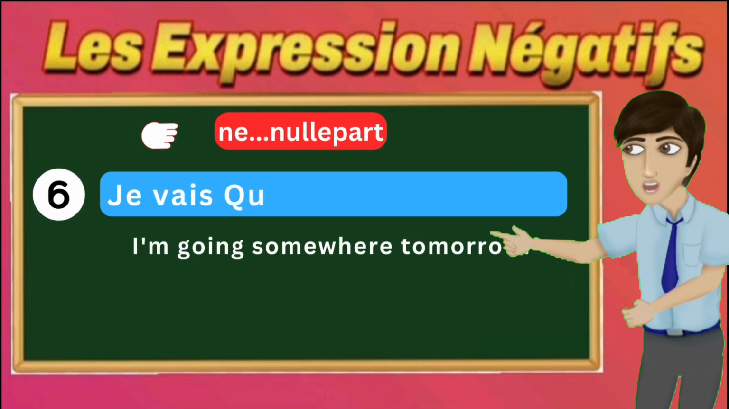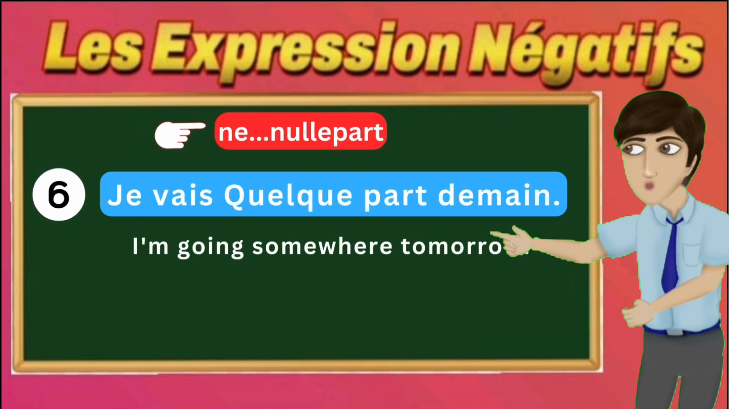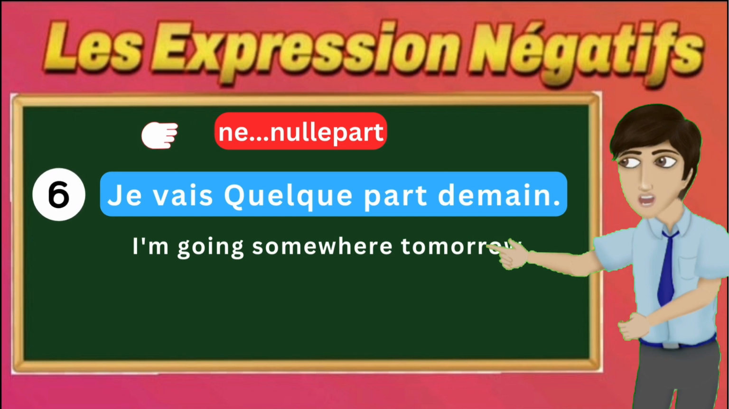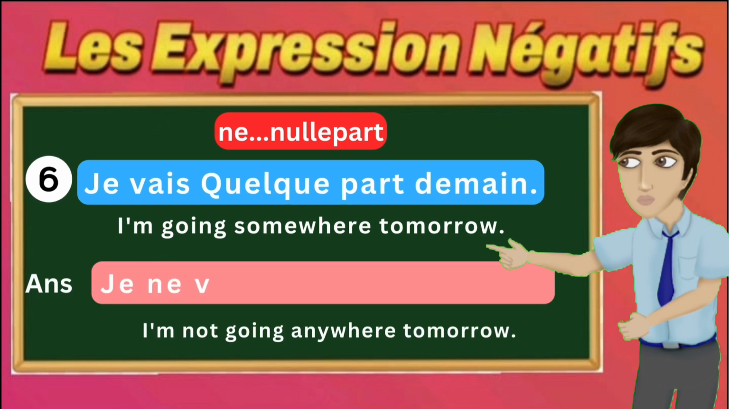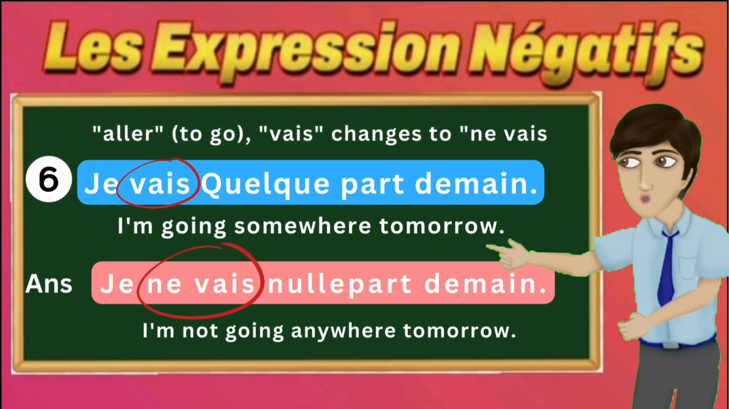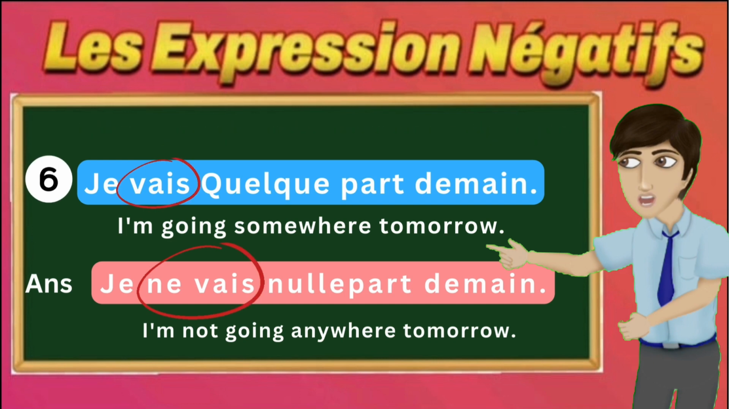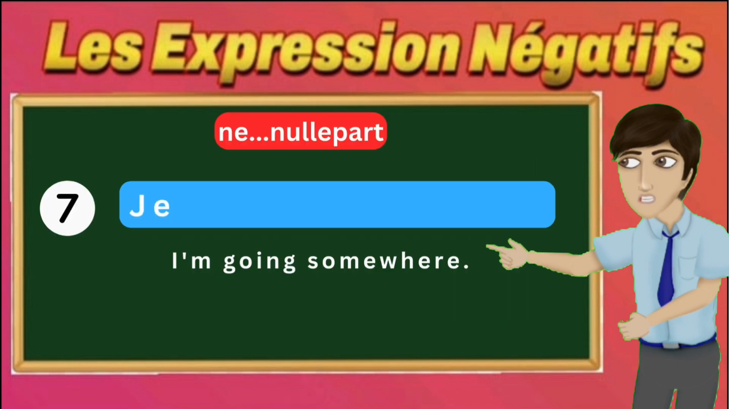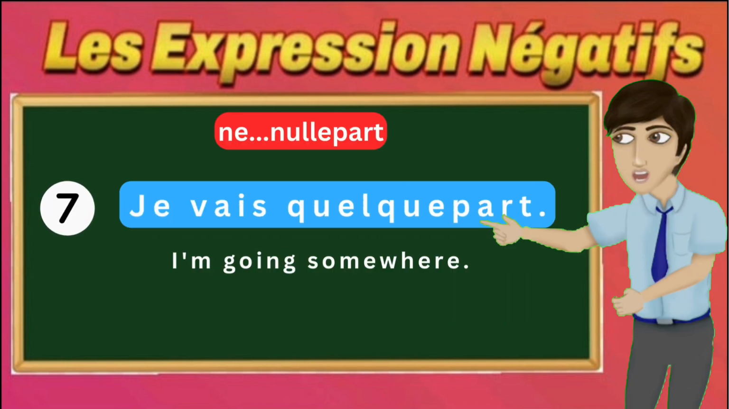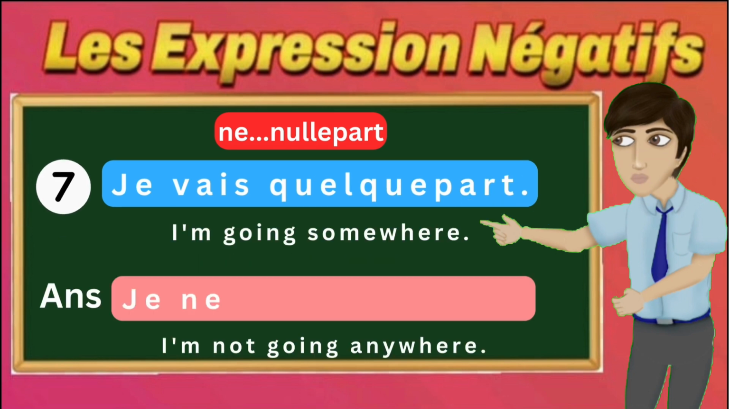Sixth, ne nulle part. Je vais quelque part demain. I am going somewhere tomorrow. Je ne vais nulle part demain. I am not going anywhere tomorrow. When negating a sentence with the verb aller, to go, quelque part changes to nulle part. Nulle part is used to indicate nowhere in the negation. Let's take another example. Seventh. Je vais quelque part. I am going somewhere. Je ne vais nulle part. I am not going anywhere.